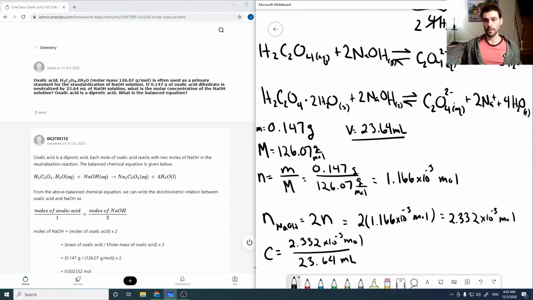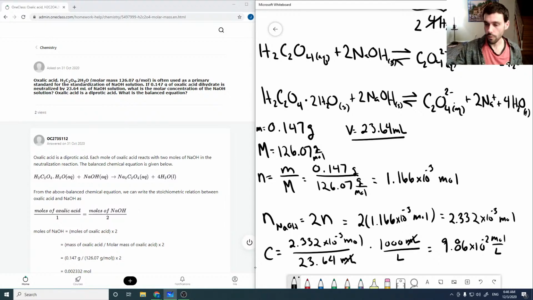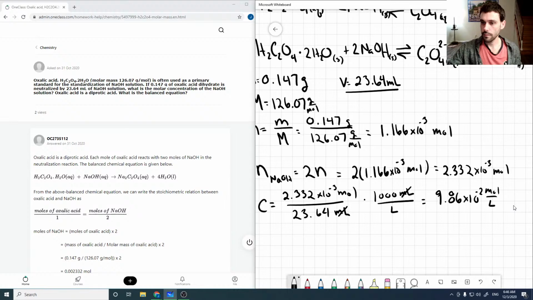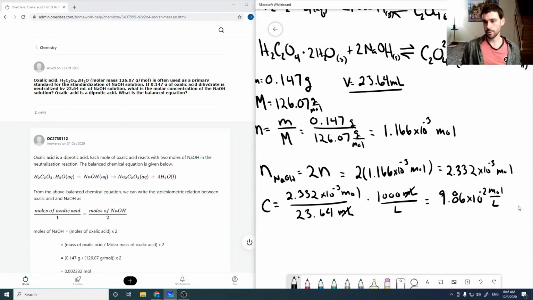And concentration is typically in moles per liter, so we'll want to convert our mils here. So it's 1,000 milliliters per liter, and then if we do it this way, the mils cancel, so that means that's the correct way. And so we get 9.86 times 10 to the minus 2 moles per liter. Or in units that are more typically seen, 9.86 times 10 to the minus 2 molar.